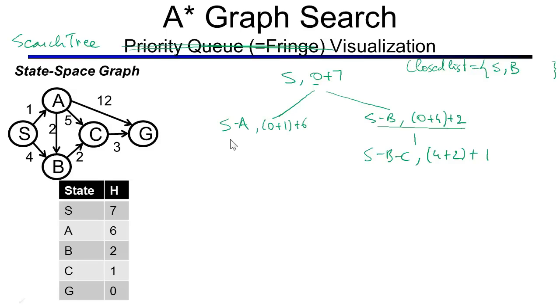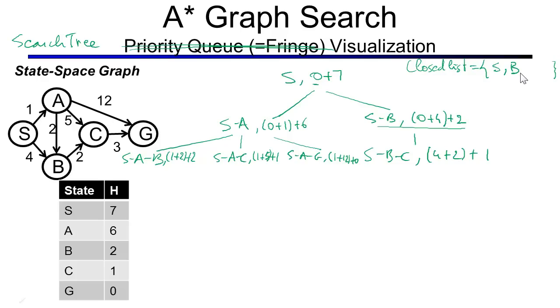A has 3 successors: SAB, SAC, and SAG. The F cost for SAB consists of G, which is 1 from the parent plus 2 for the transition, plus 2 from the heuristic value for B. For SAC, the F cost consists of G cost, which has 1 from the parent plus 5 from the transition, and the heuristic value for C is 1. For SAG, the G cost has a contribution of 1 from the parent, 12 from the AG transition, and then a heuristic value of 0.